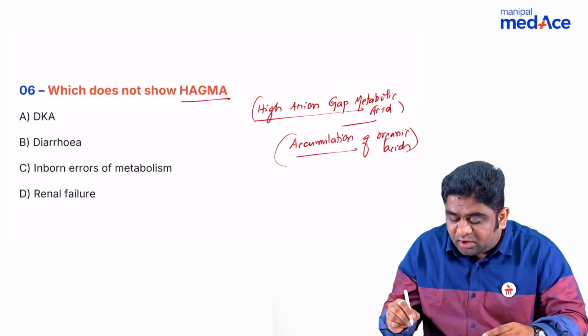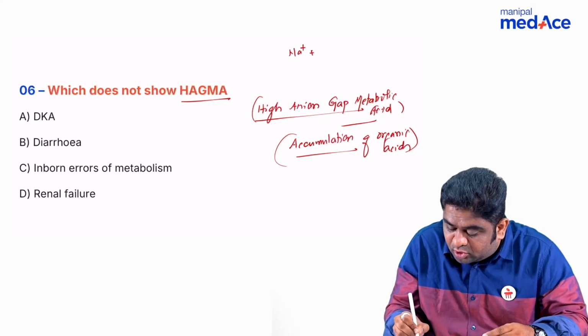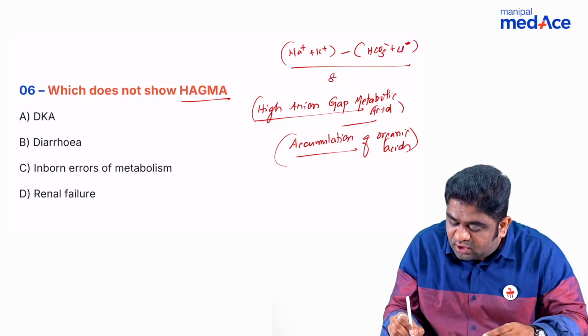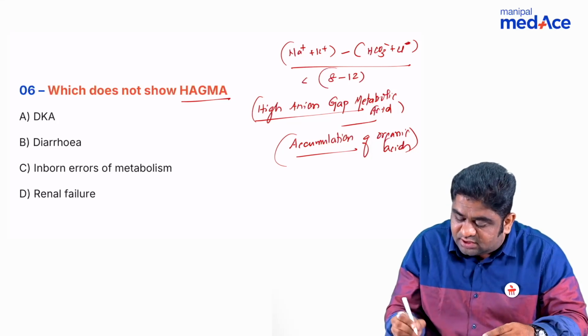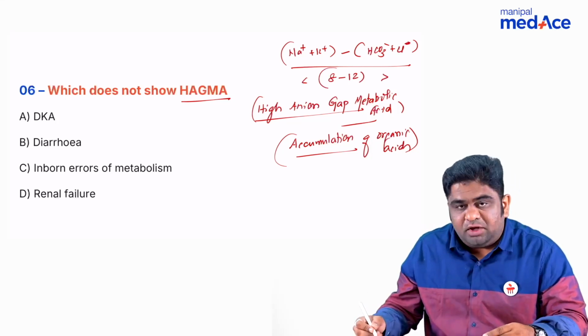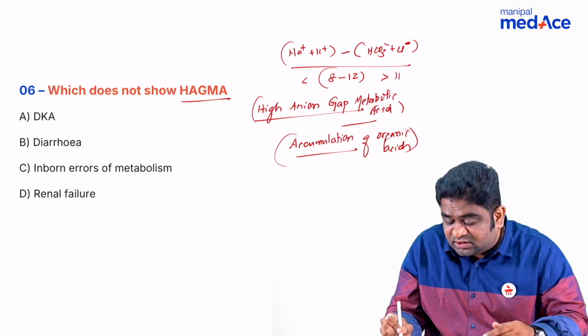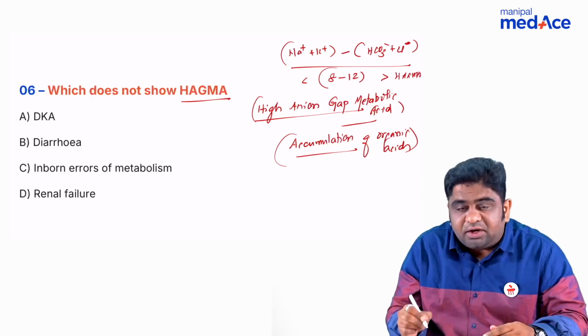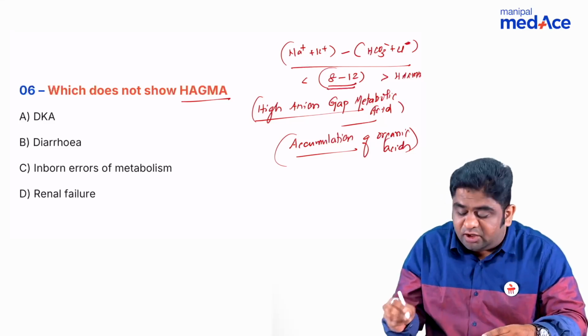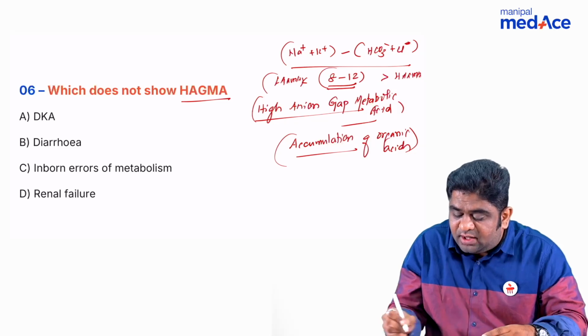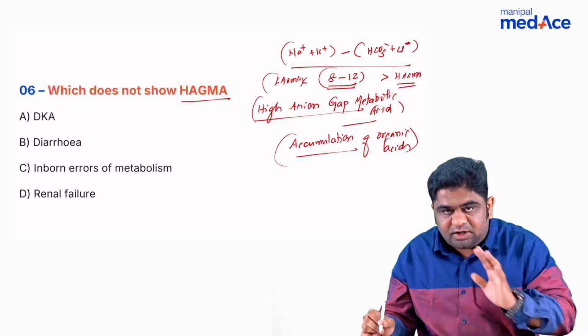What is anion gap? If you have sodium and potassium on one side and subtract the bicarbonate and chloride on the other side, then this number should be between 8 to 12. Anything less than 8 and anything more than 12 will be abnormal. So if it is less than 8, it is LAGMA. If it is more than 12, it is HAGMA. In spite of acidosis, if the value maintains between 8 to 12, then it is called NAGMA, normal anion gap metabolic acidosis. Now, in case of high anion gap metabolic acidosis, accumulation of acids happens.